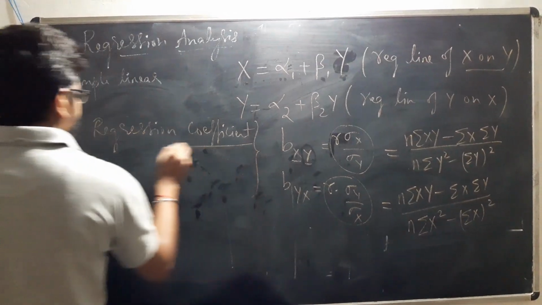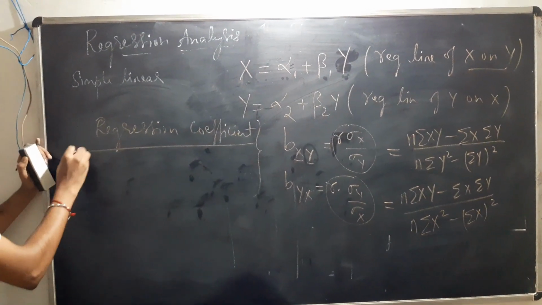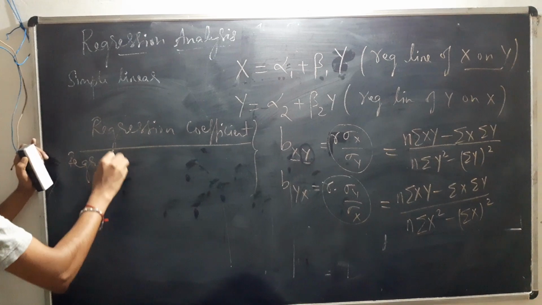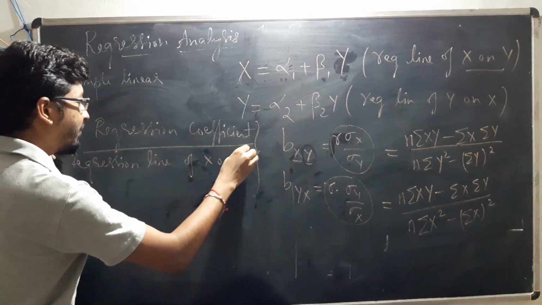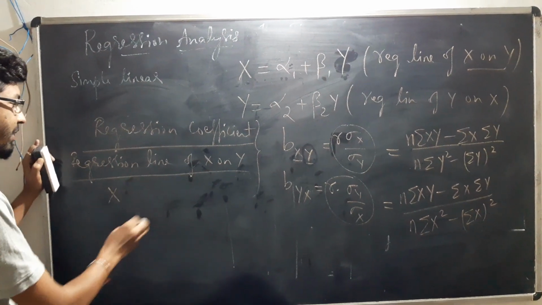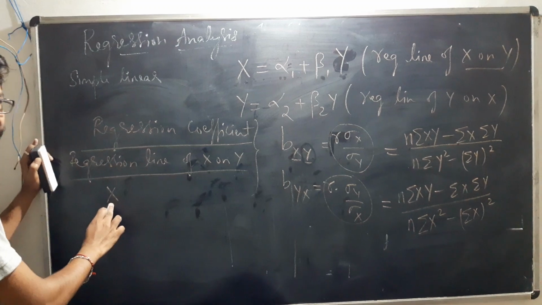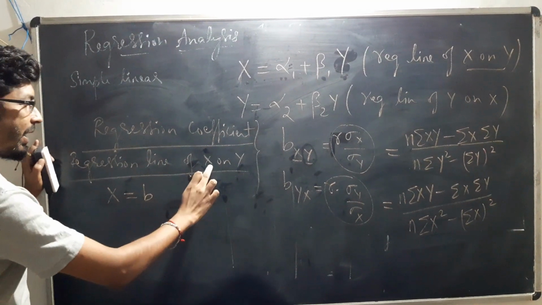Now once you have the regression coefficients, you have to start building your regression lines. As I said, there are two regression lines. For the regression line of x on y, if you are building it from the given raw data, the equation starts like this. As I said, x on y, your x will be on the left side, x is equal to... we are talking about the regression line of x on y.